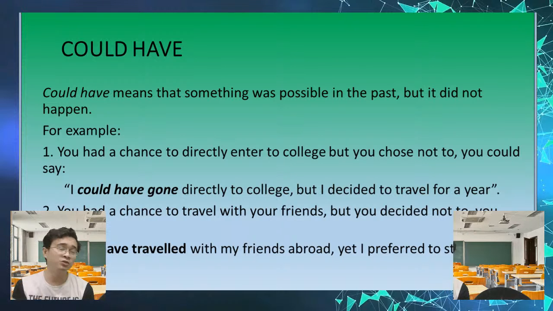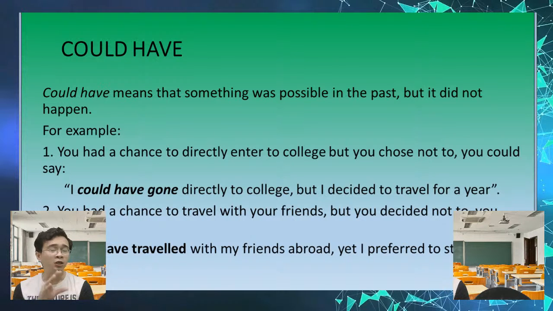So it means, yeah, you were given a chance to go with them in the past. But in your case, maybe you were tired at the time, maybe you wanted to go abroad, or maybe you felt lazy to go with your friends at the time. So it was your choice. So we use could have PP again.